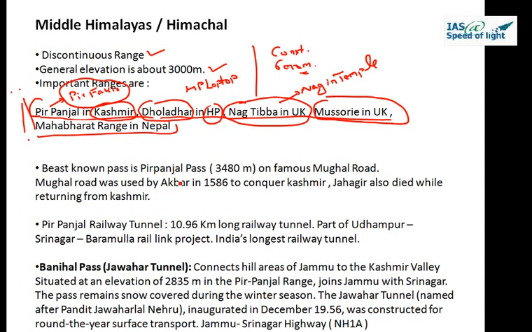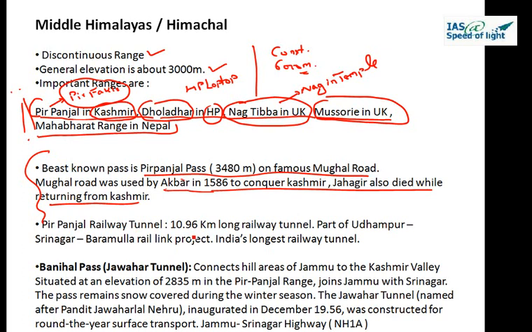The very best known pass in this particular Middle Himalayas, we have seen so many passes in the Great Himalayas. Now we are talking about the second parallel, which is the Middle Himalayas. The best known pass is the Pir Panjal Pass on the famous Mughal road. This particular Mughal road was used by Akbar in 1556 to conquer Kashmir, and Jahangir also died while returning from Kashmir on this particular range only.